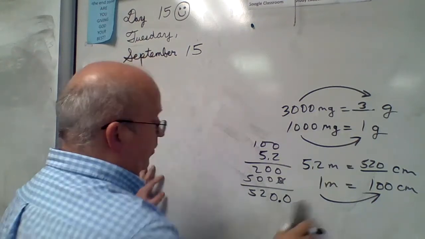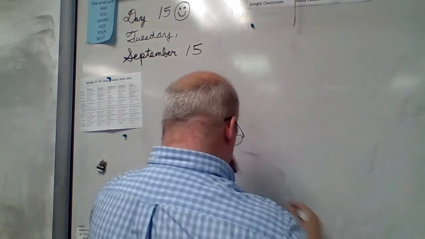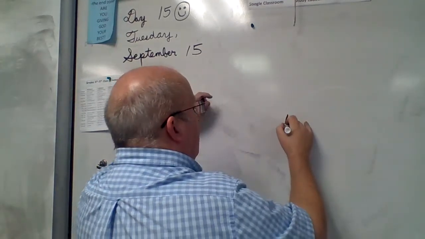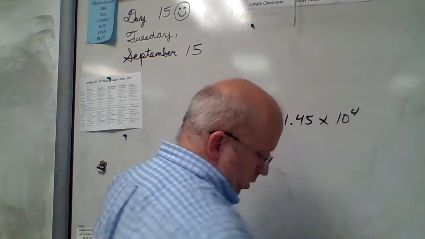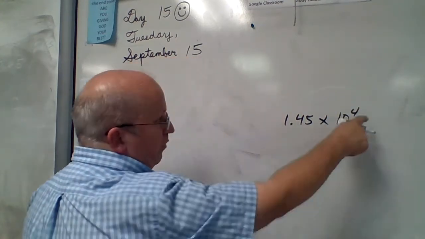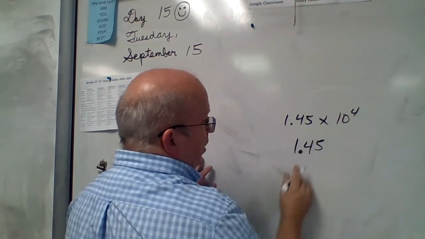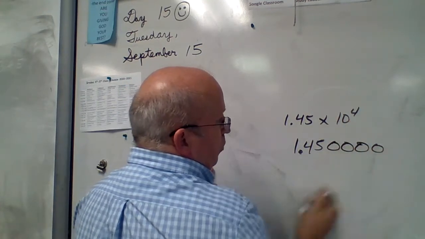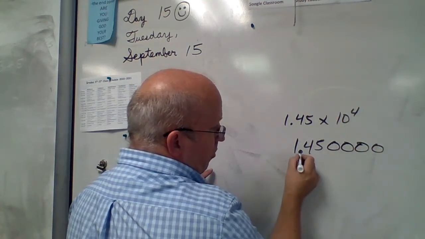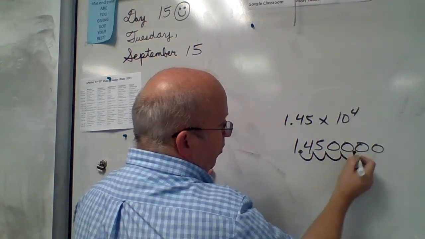Now we've got scientific notation problems. In the first section, you're changing from scientific notation back into standard form. What if I had something like this, 1.45 times 10 to the 4th? All I have to do is take this decimal point and move it 4 places. I'm going to add a few zeros. Ready? Here we go. 1, 2, 3, 4. I move it to here.